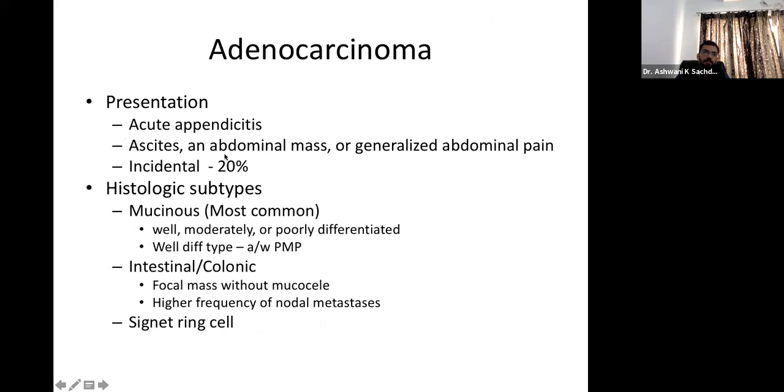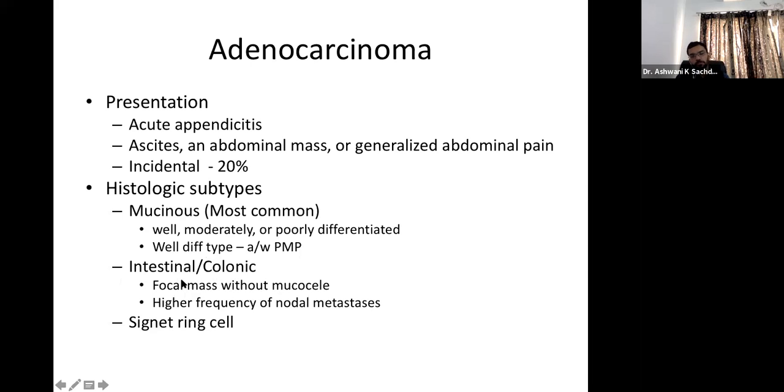Presentation is most commonly in the form of acute appendicitis. Some present with ascites, abdominal mass, or generalized abdominal pain, and it is found incidentally in about 20% of cases. Regarding histological types, as I said, the most common adenocarcinoma is mucinous, which can be well, moderately, or poorly differentiated, and well differentiated types are associated with pseudomyxoma peritonei. The second most common is intestinal or colonic type adenocarcinoma. They more commonly form a focal mass without mucocele formation.